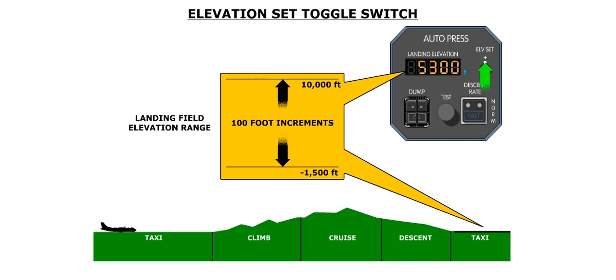The plus position of the toggle switch increases the landing field elevation, and the minus position decreases the value. A landing field elevation between -1,500 feet and +10,000 feet can be selected. Elevations can only be selected in 100-foot increments.